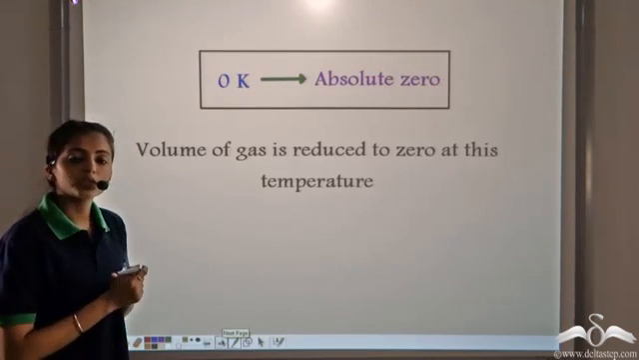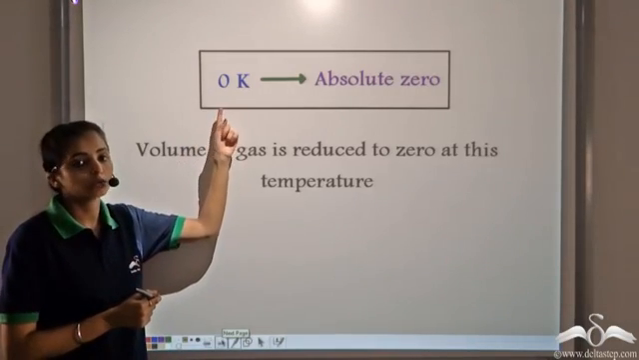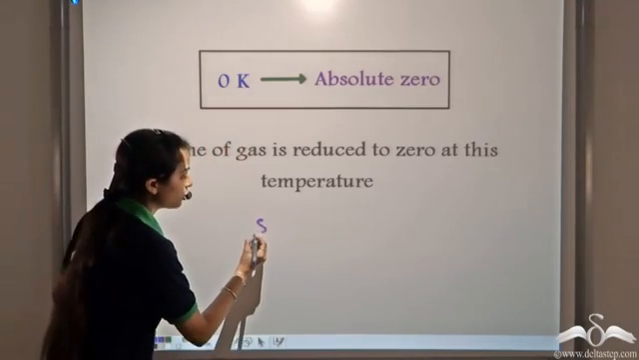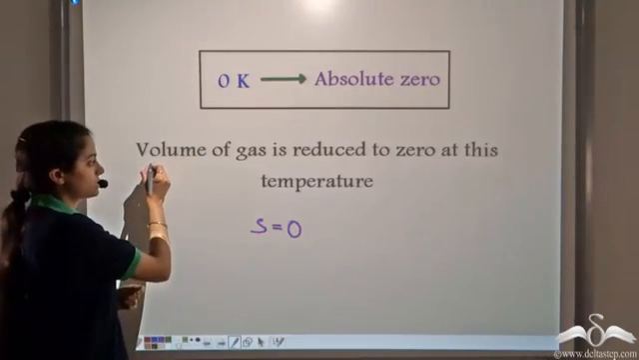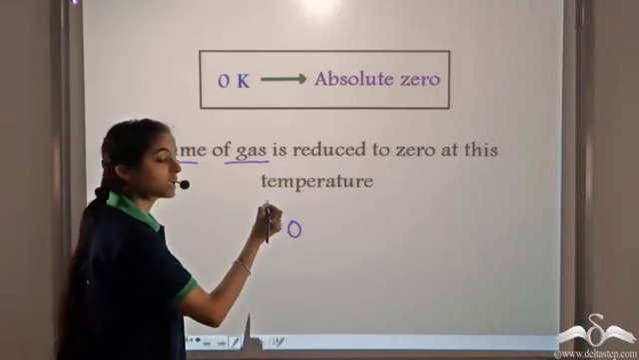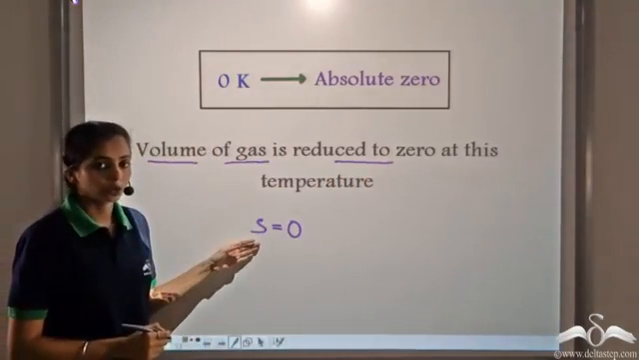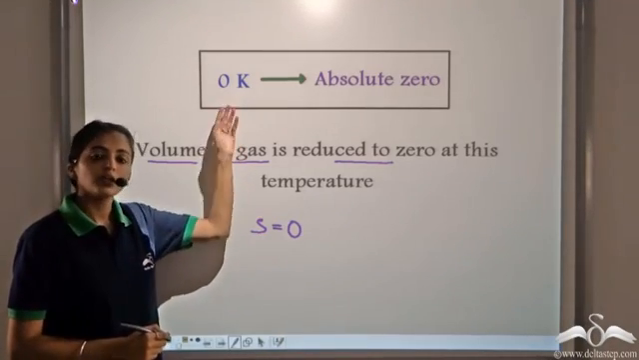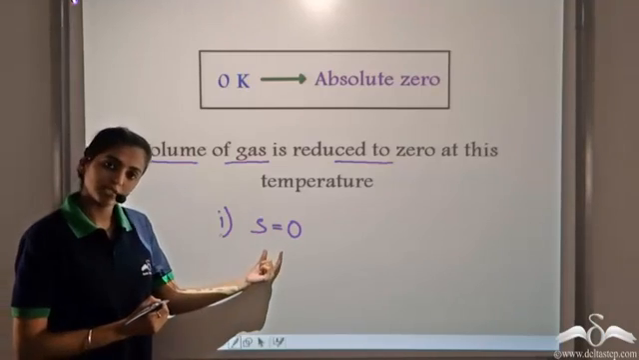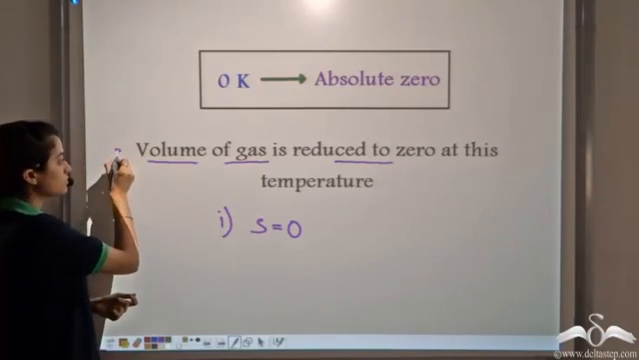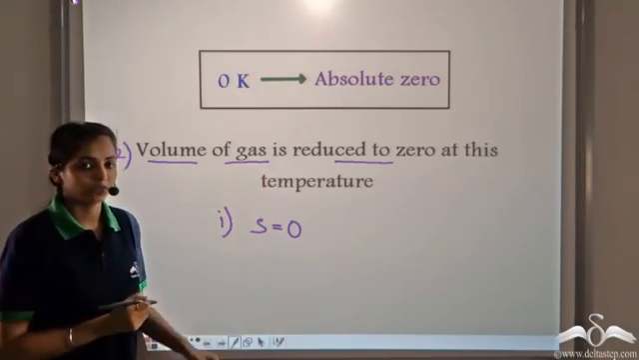So 0 Kelvin was defined by Lord Kelvin as the temperature at which all molecular motions cease. That is, the speed of particles becomes 0. And as the speed of the particles becomes 0, the volume of gas is also reduced to 0. So absolute zero, that is 0 Kelvin, is the temperature at which, number one, the speed of particles becomes 0, and number two, the volume of gas is also reduced to 0.